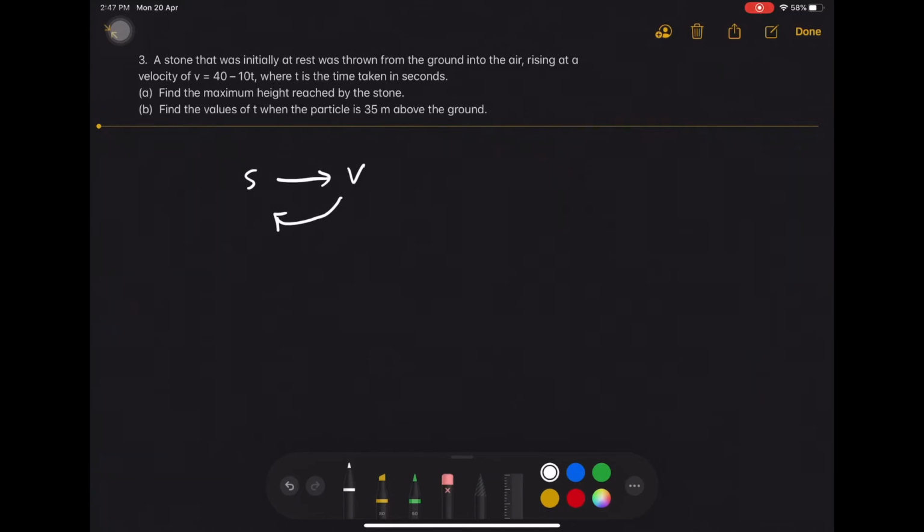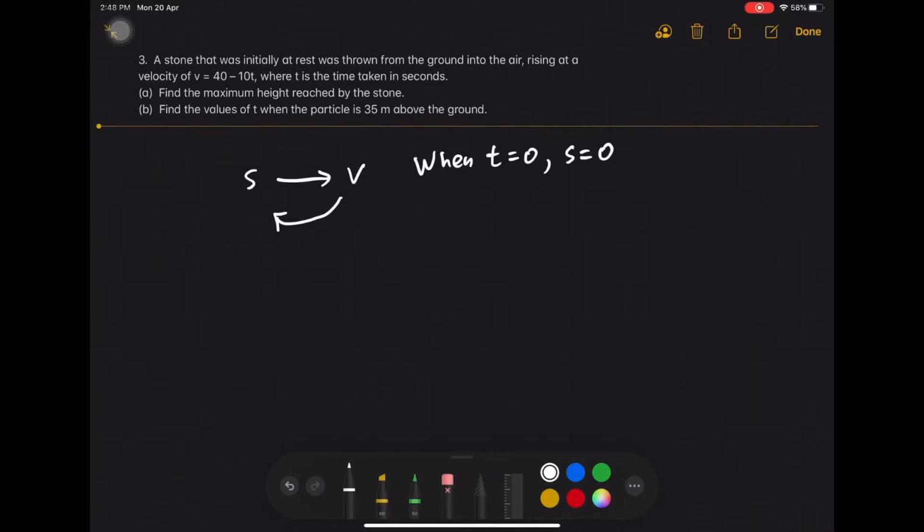But you got to read the question carefully because the stone was initially at rest. It means that when time was 0, displacement is 0. So we're going to take that down first. You're going to read the question very, very closely because there's a lot of things inside there that you need to take note of, even if they don't give you numbers. So t is equal to 0, s is equal to 0. Right? When time is at 0 second, your displacement is at 0 meter.